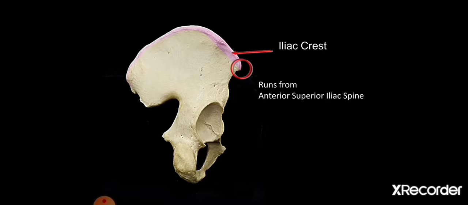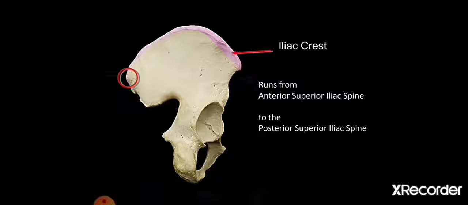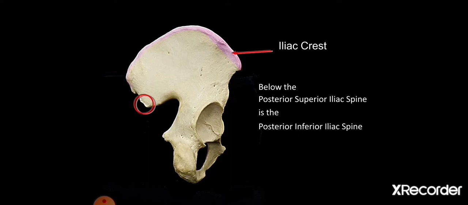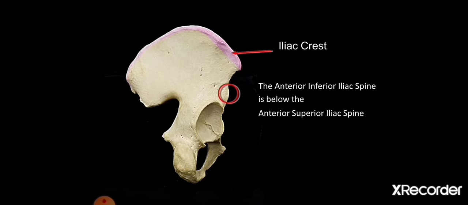This is the anterior superior iliac spine. This is the posterior superior iliac spine. So the iliac crest extends from the anterior superior iliac spine up to the posterior superior iliac spine. Below the posterior superior iliac spine we have the posterior inferior iliac spine. And this is the anterior inferior iliac spine.